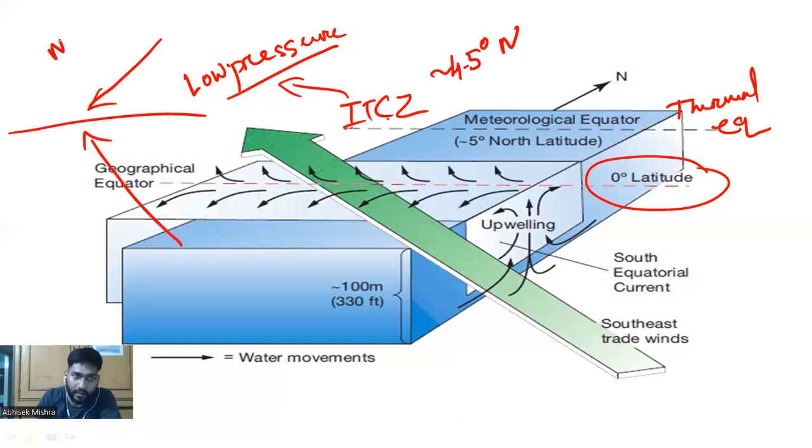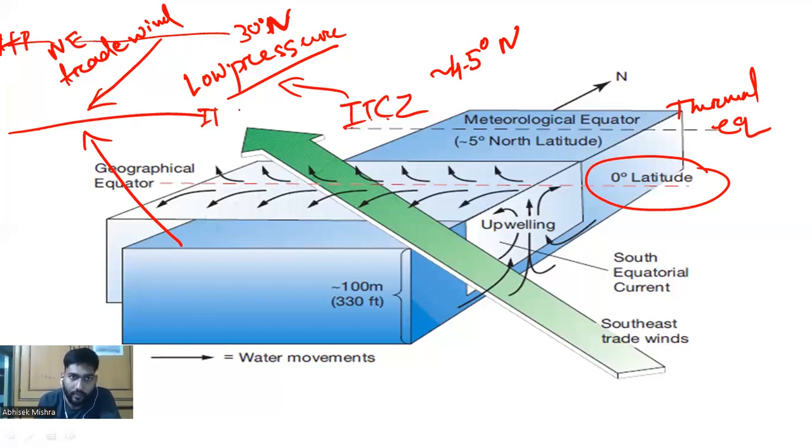One is the northeast trade winds, which is coming from northern tropics, or the horse latitude, the high pressure latitude, which is 30 degree north. So from here, wind is coming to the ITCZ, which is the thermal equator. And from 30 degree south, again the southern tropic, which is also high pressure region, or the horse latitude, wind is moving towards the ITCZ. From 30 degree north, wind is moving towards the ITCZ.